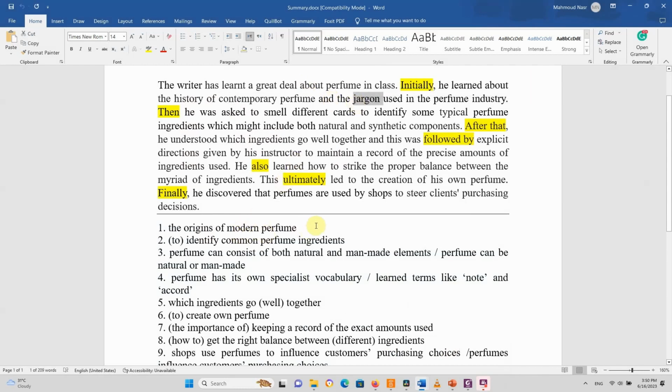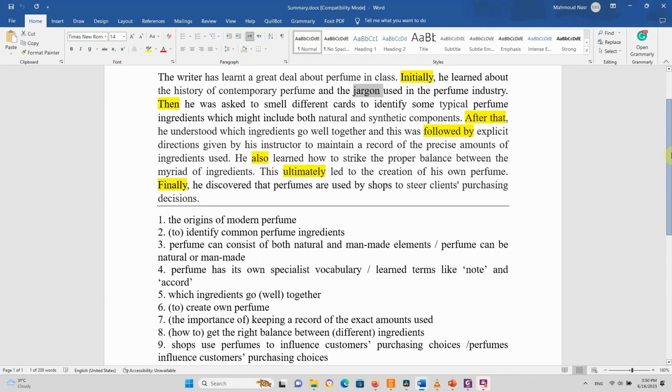Then he was asked to smell different cards to identify some typical perfume ingredients, which might include both natural and synthetic components. In the second sentence, I included 2 content points. He was able to identify some typical perfume ingredients. So here, instead of saying identify common perfume ingredients, I said identified typical perfume ingredients, which might include both natural and synthetic components. I used the word synthetic instead of man-made.